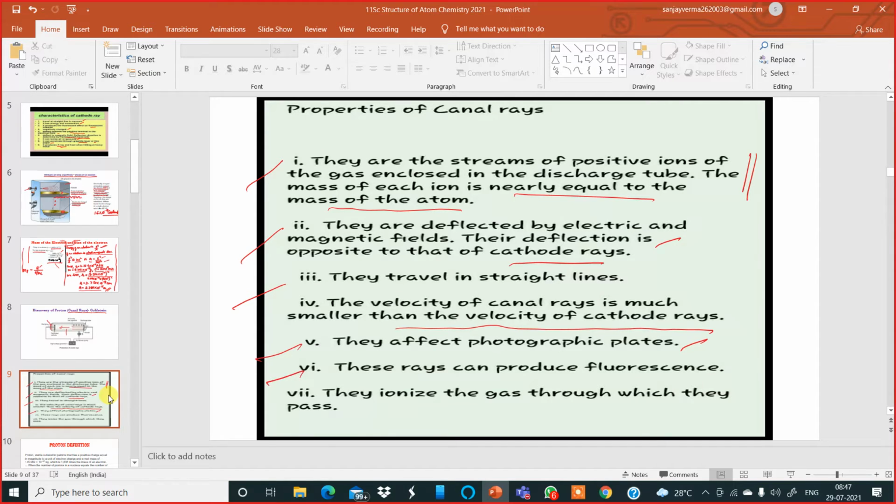Now, these rays can produce fluorescence on a screen. That means behind the cathode you saw a red glow over there. They ionize the gas through which they pass. So, if they are passing through a gaseous chamber, they will ionize the gases readily.